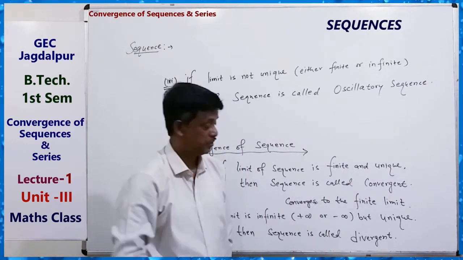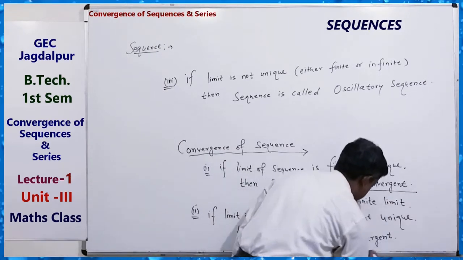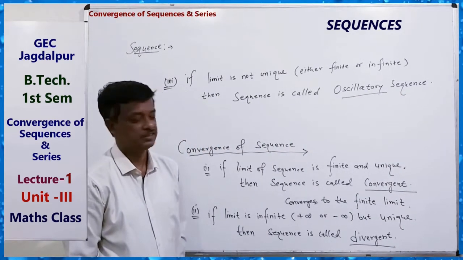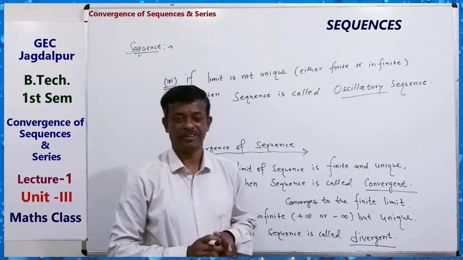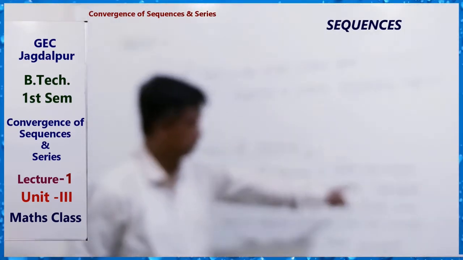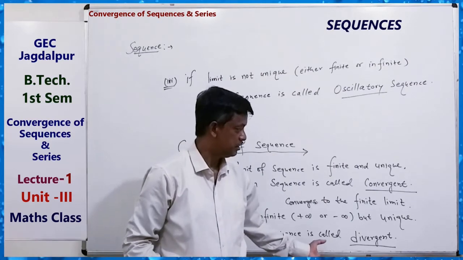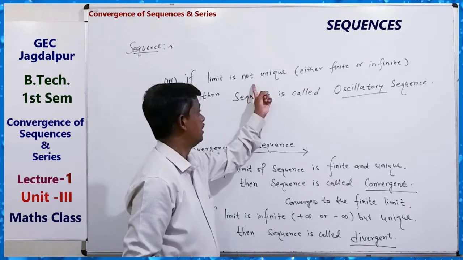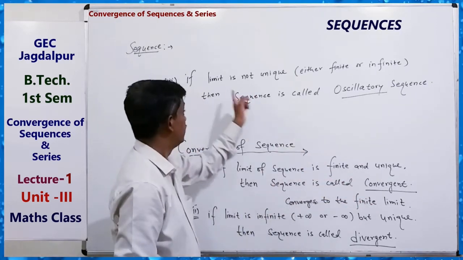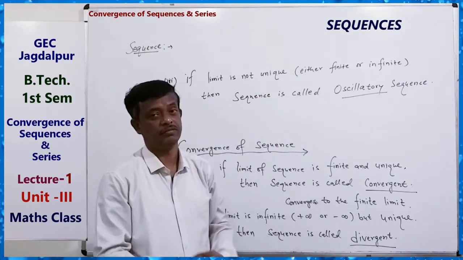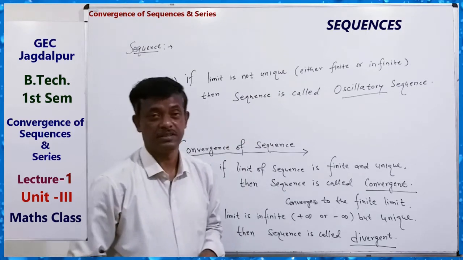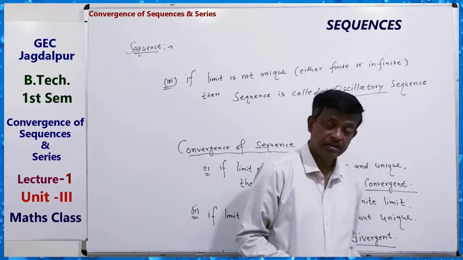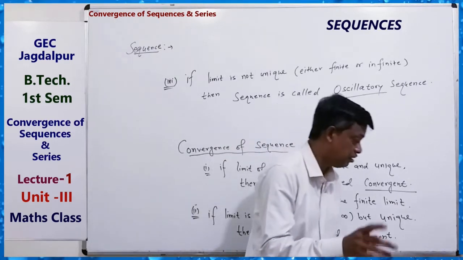Okay, so here: convergent sequence, divergent sequence, oscillatory sequence. Clear? So three types of cases are there: finite limit, unique, convergent; infinite limit, unique, divergent; and finite or infinite, not unique, called oscillatory sequence. So this is the main thing about convergence and divergence of a sequence.